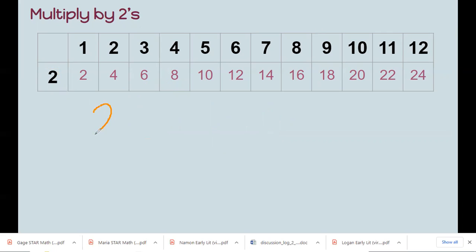I had the problem 2 times 7, right? So I have two groups of 7. I have two groups. I'm going to draw my two groups. 1, 2. Okay, there's my two groups. I have groups of 7. So that means my first group is going to have 7 in it. My second group is going to have 7 in it. I'm going to put 7 in each group.